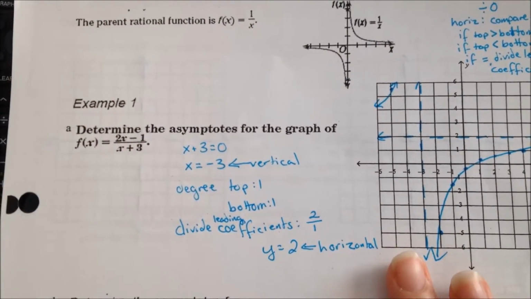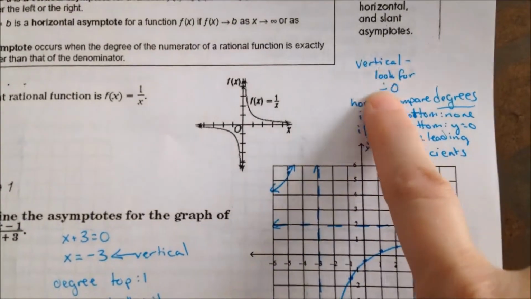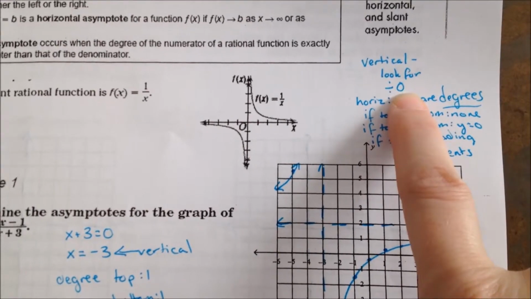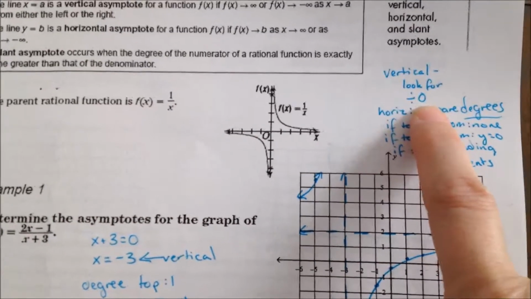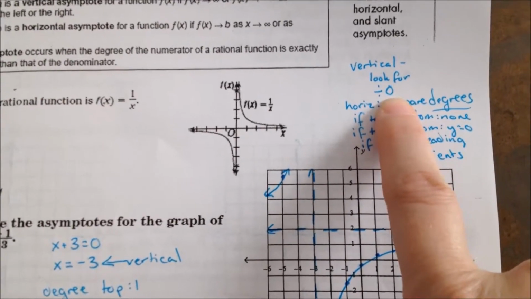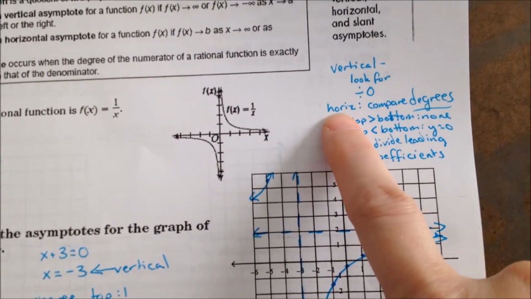Algebraically, what you can do to find vertical asymptotes, look for values that would cause you to divide by 0. At those points, you'll either find asymptotes or holes in the graph. For right now, we'll talk about asymptotes, and holes in the graph will be later.